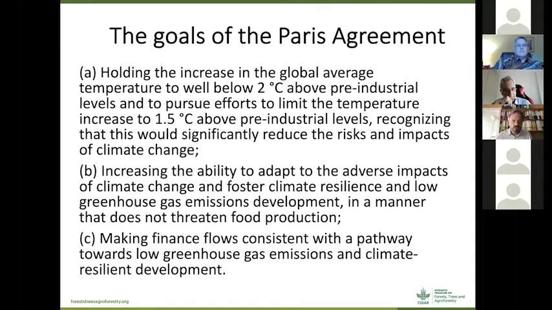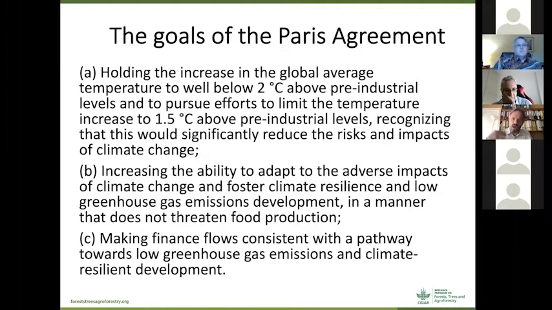The goals of the Paris Agreement, some of you know them well: holding the increase of the global average temperature to well below 2 degrees above pre-industrial levels and pursuing efforts to limit the temperature increase to 1.5, recognizing that this would significantly reduce the risks and impacts of climate change. Second, increase the ability to adapt to the adverse impacts of climate change and foster climate resilience and low greenhouse gas emissions development in a manner that does not threaten, and that's really important, food production. And then making finance flows consistent with a pathway towards low greenhouse gas emissions and climate resilient development.